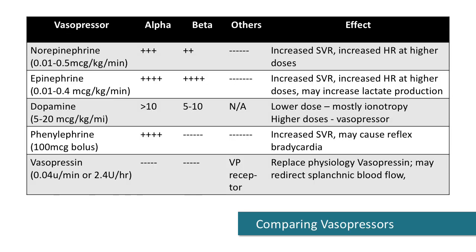Before we look at each of the vasopressors in isolation, I think it would be important to look at them all together in a group within a chart, just to compare and contrast. The most common vasopressor you will see in the ICU will be norepinephrine. The standard doses are 0.01 to 0.5 micrograms per kilo per minute. It has largely alpha and some beta receptor stimulation. The primary effect will be to increase your systemic vascular resistance, and at higher doses will increase your heart rate.